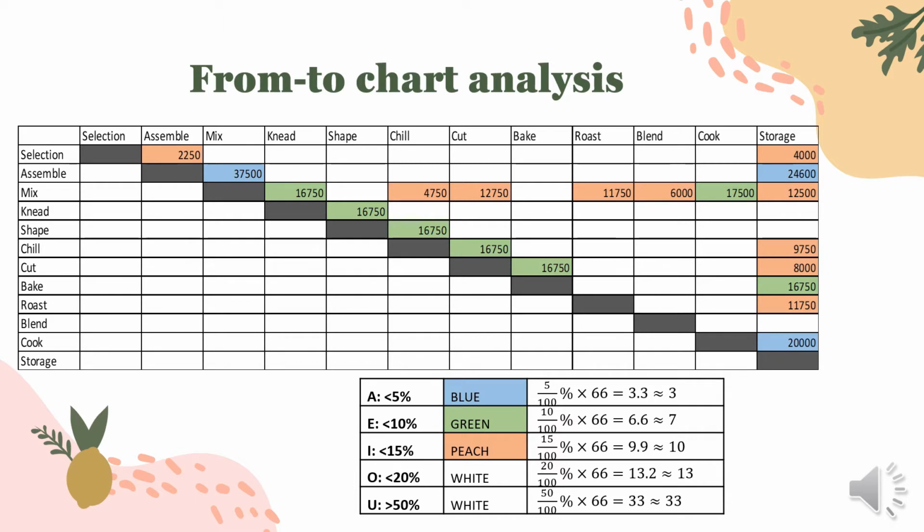And from this number of relationships, we multiply it by each of the percentages for the letters of the closeness rating: A, E, I, O, U. And as we can see from the table, the A is displayed in the blue box, while the E is displayed in the green box, and I is displayed in the peach box, while O and U, we can see, are in the white box, which is blank.